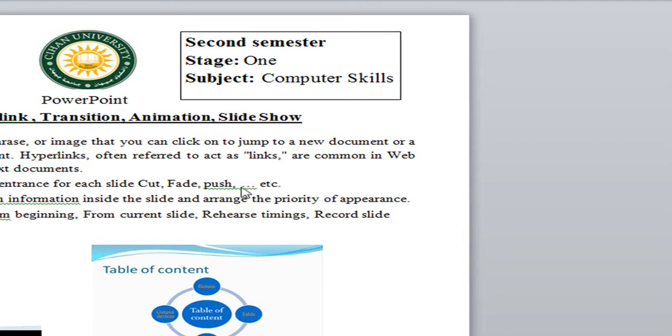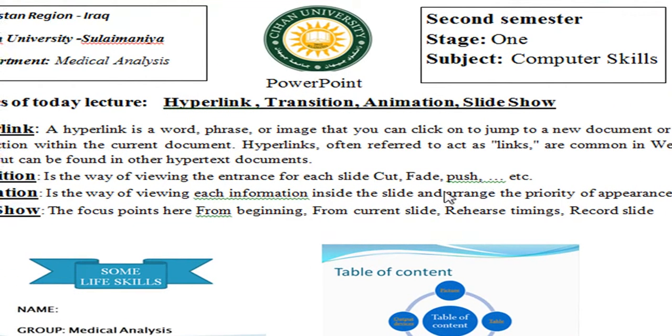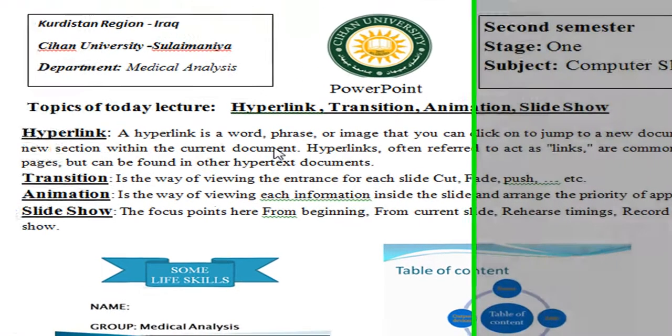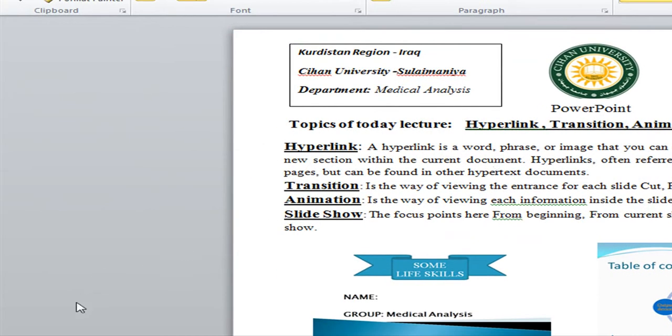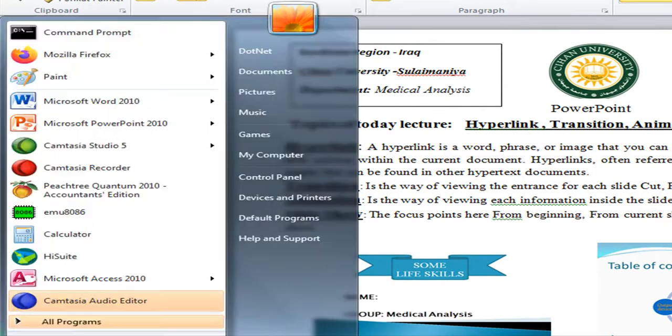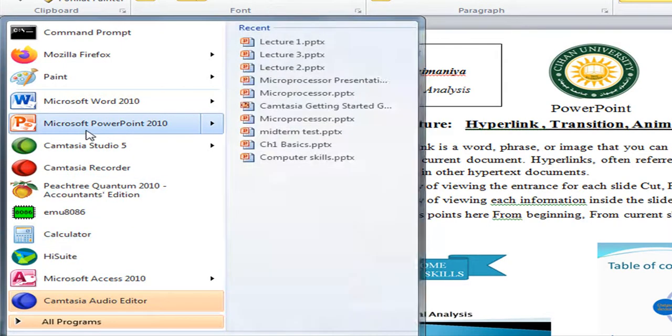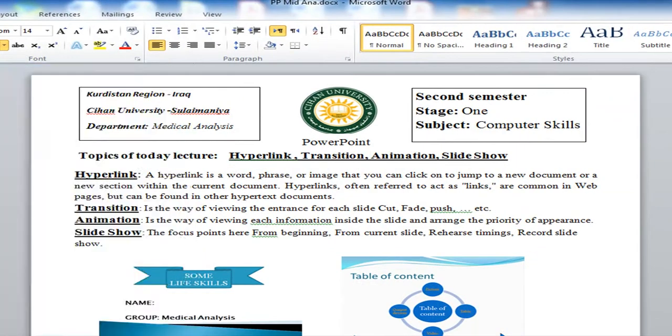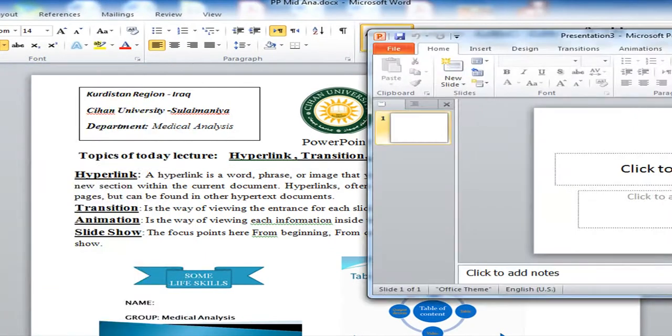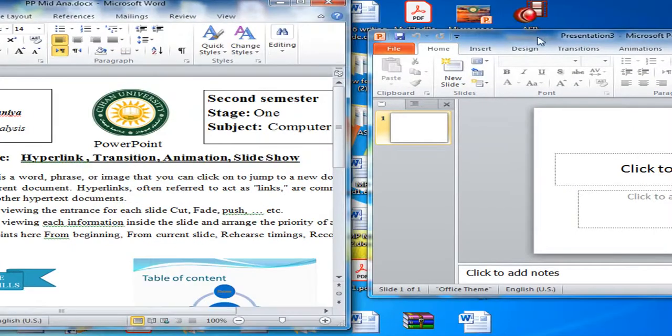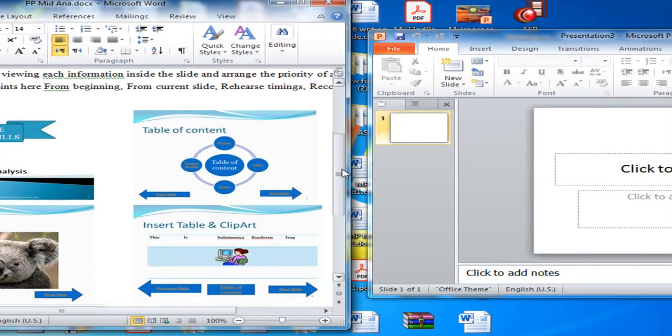So now we are going to go to PowerPoint. All of you, if you have an icon on your desktop, click on the PowerPoint icon. I am going to go to PowerPoint from start. I'm going to click on the start menu, and I see here there is Microsoft PowerPoint. I am going to click Microsoft PowerPoint here. I am going to arrange it.